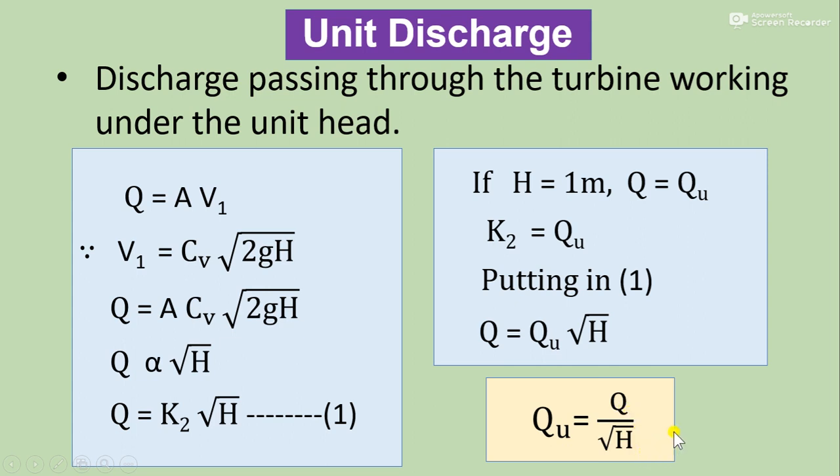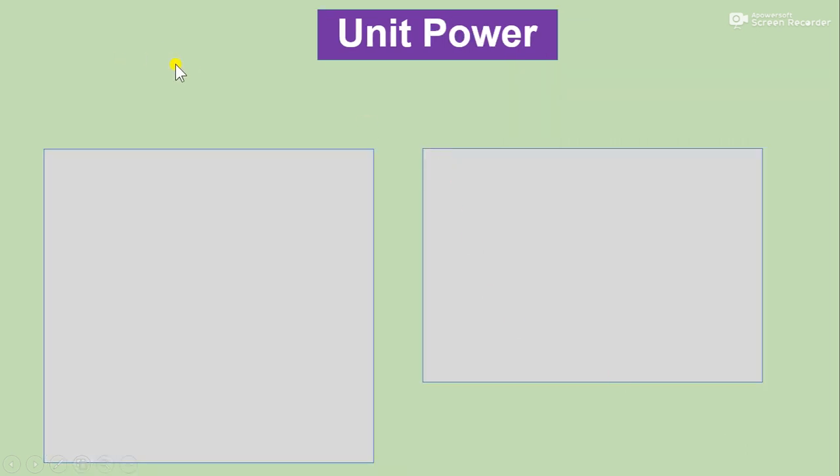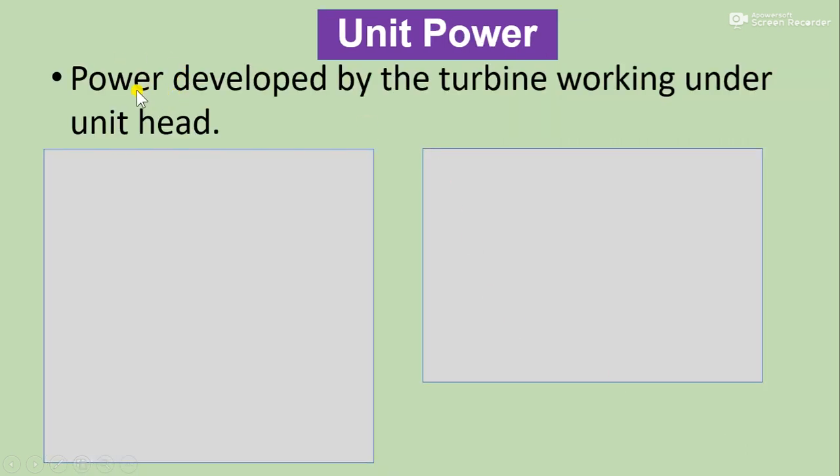Now we will go to the unit power. It is the power developed by the turbine working under unit head. So we take here the formula of shaft power, that is equal to specific weight into Q into H.